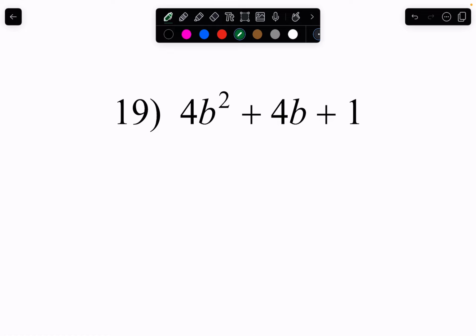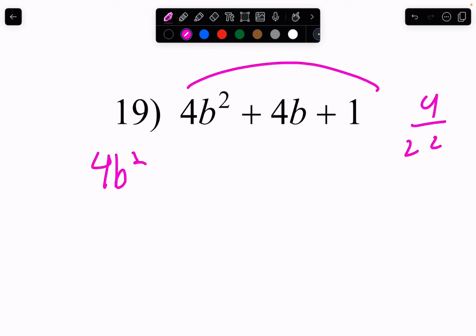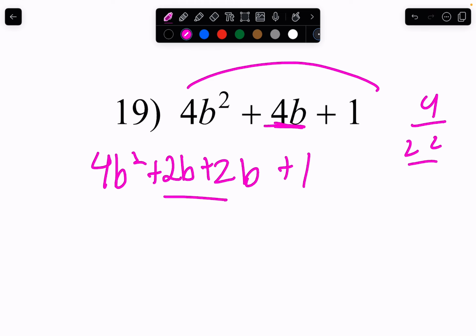We do not have a greatest common factor here, but we've got 3 terms. We're going to try and do trinomial factoring, but I cannot use my cheat way because I do not have an a value of 1. So we're going to go ahead and do AC. I get 4 times 1 gives me 4. What 2 numbers multiply to 4, add to 4? It's going to be 2 and 2. So I'm going to do 4b squared plus 2b plus 2b plus 1. Remember, you rewrite this guy using your 2 magic numbers over there.